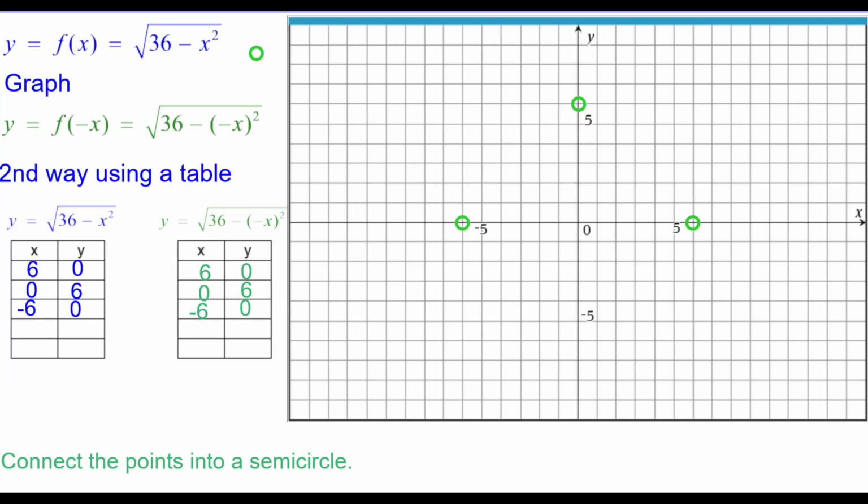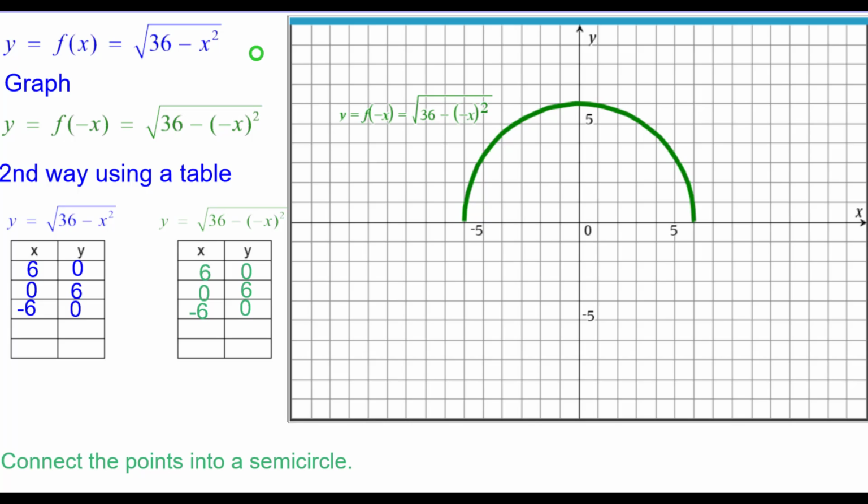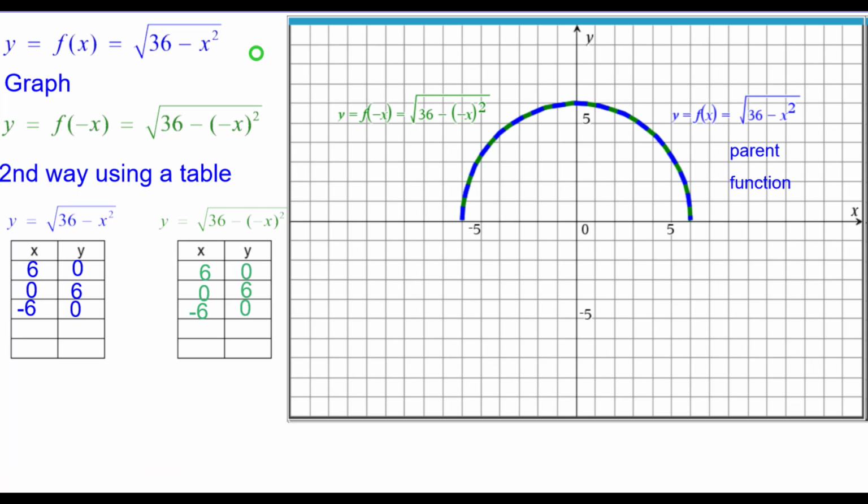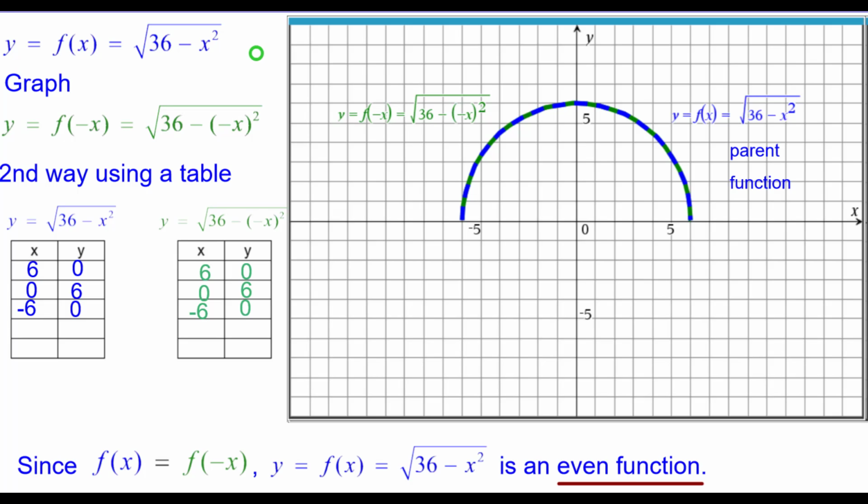Connecting those into a semicircle, and then comparing it to the parent function, you can see again that they are identical. So y equals the square root of the quantity 36 minus x squared is an even function.